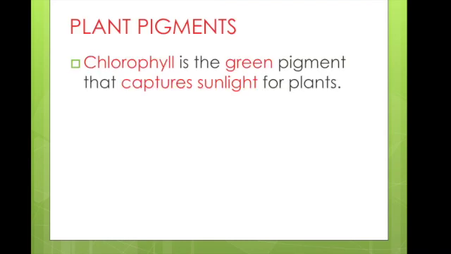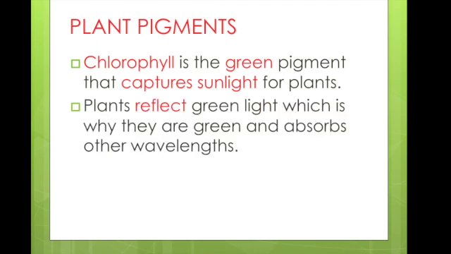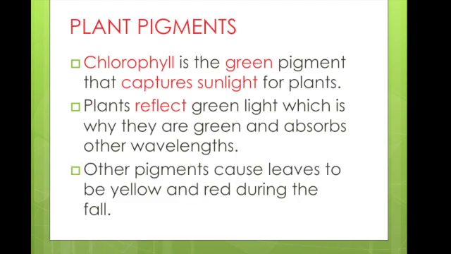Chlorophyll is the green pigment that captures sunlight for plants. And it reflects green light, which is why they are green, and absorbs other wavelengths. So green light is actually reflected and everything else is absorbed. So white light is the ideal thing for photosynthesis. Other pigments can cause leaves to be yellow and red, and we're seeing that right now in the fall.